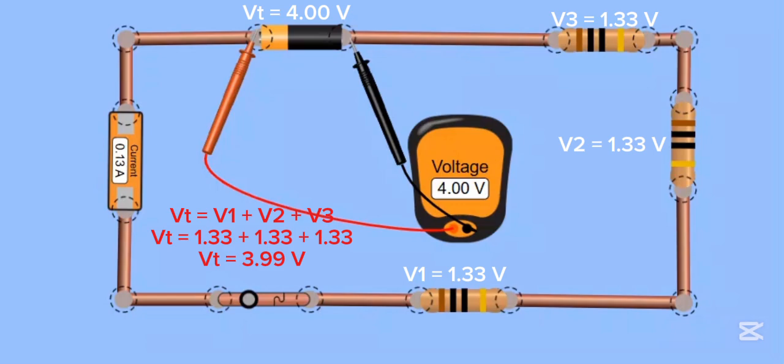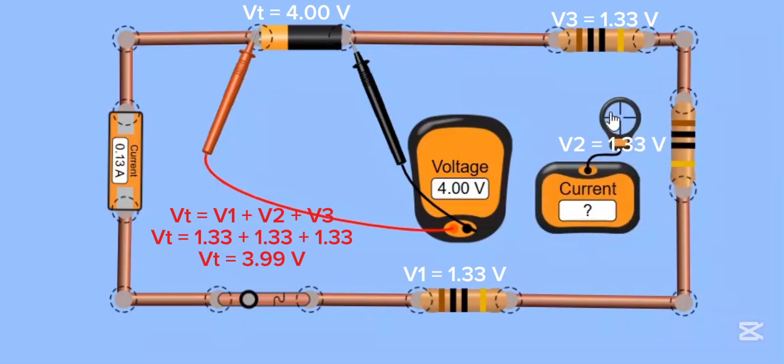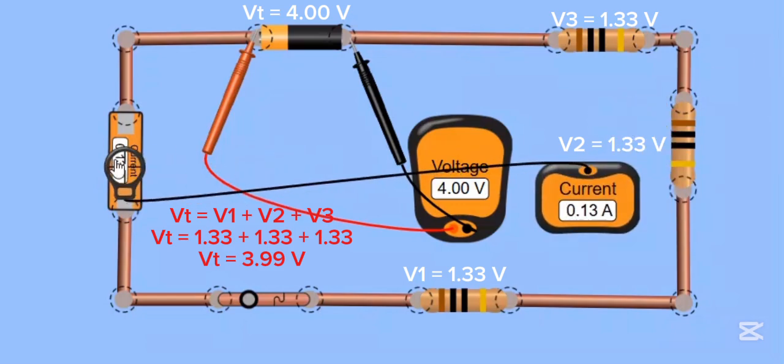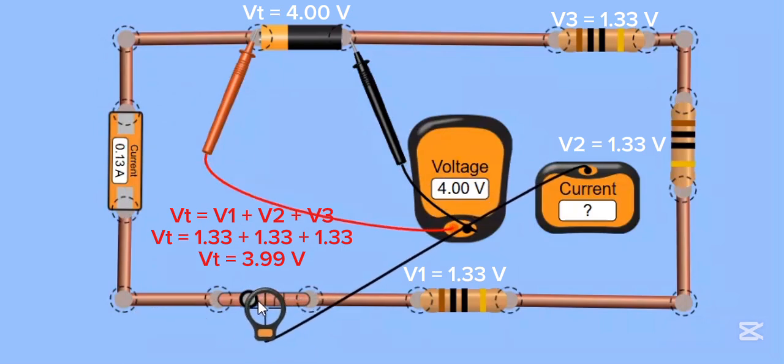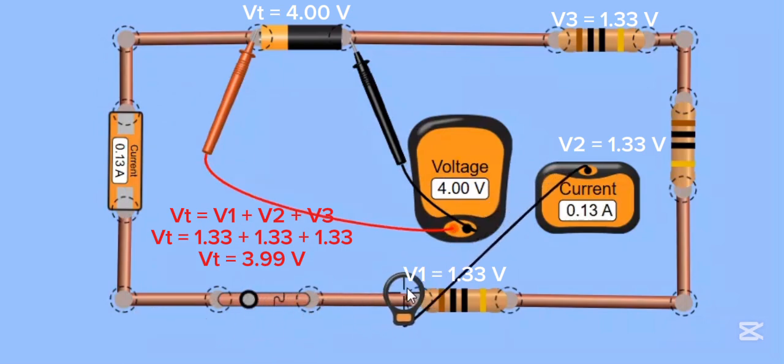Now let's look at the current in each. So the current here is 0.13. The current here is 0.13, and the current in the rest is also 0.13.